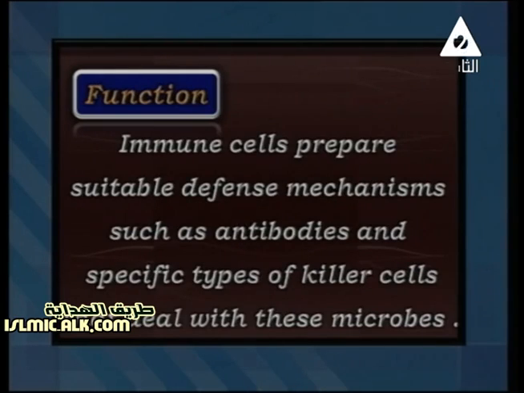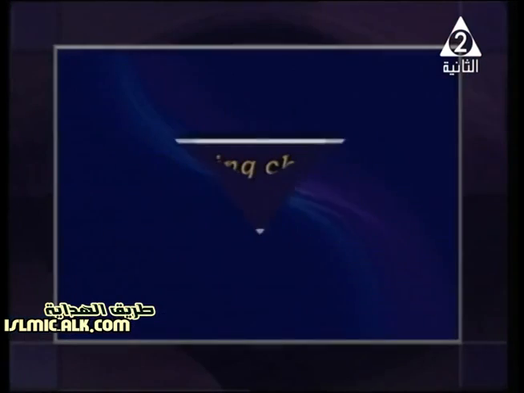And also the immune cells prepare suitable defense mechanisms, such as antibodies and specific types of killer cells that deal with these microbes. So we have the other type of macrophage, which acts as an archive or database inside your body. They offer and collect information about the microbes and foreign bodies and pass this information to the specialized immune cells inside your body, for killing or dealing with microbes.